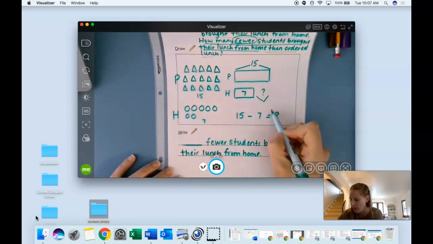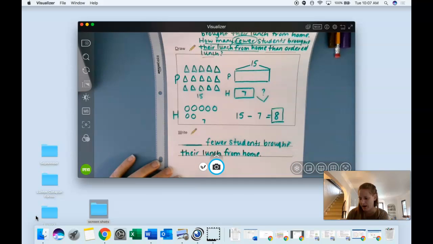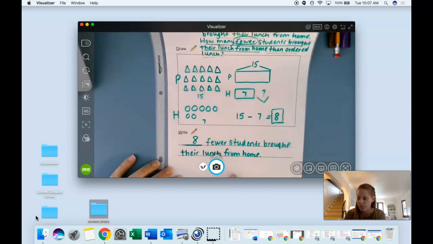It's great to get in the habit then when you call in a student, box the answer, right? Their answer always goes in a box. Yeah, 8 fewer students brought their lunch from home.